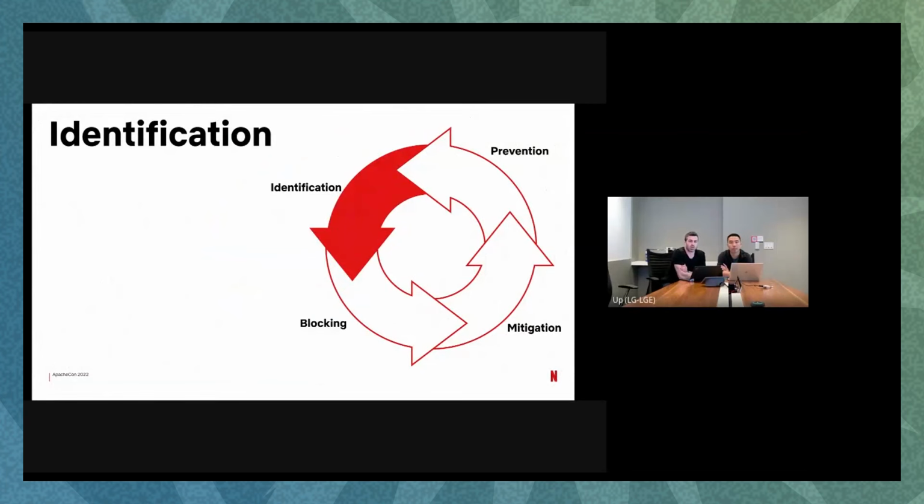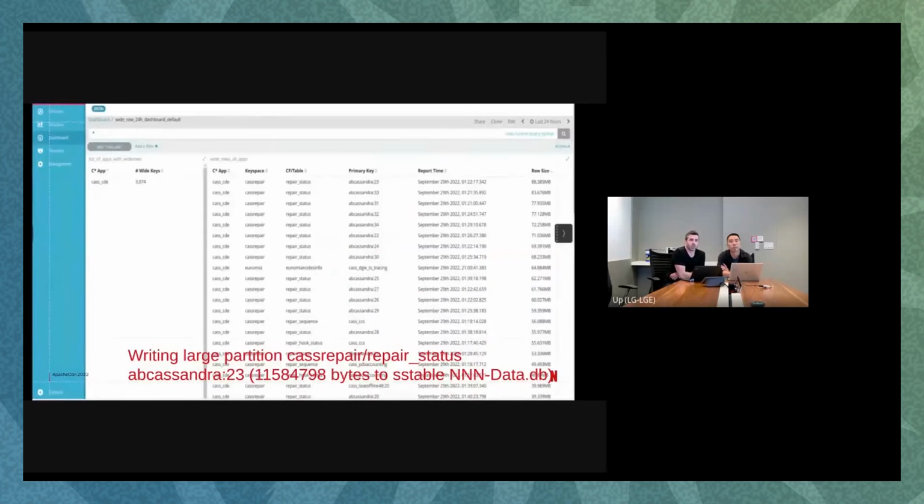The other ones are blocking the partition so that the reads don't affect the other partitions, and then mitigation. How can we make that partition not bad anymore? And then prevention. For identification, this was our status quo. We had a report. This report looks at a log message of the form: writing large partition to keyspace table and then the key. So we were able to get the key.